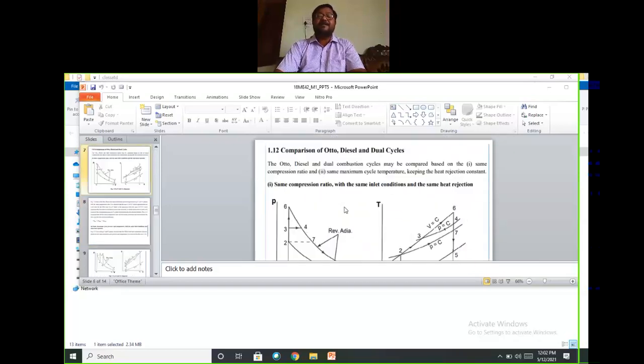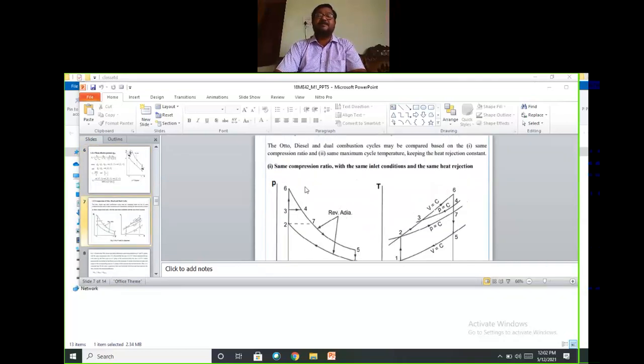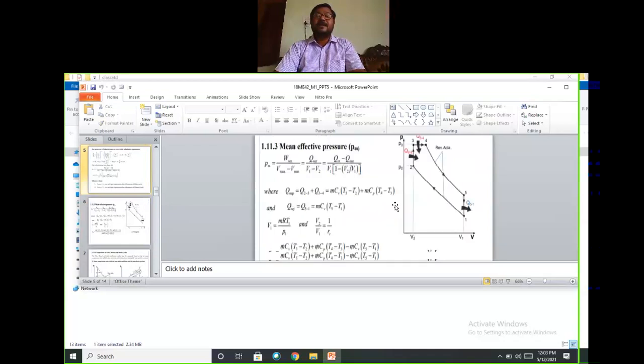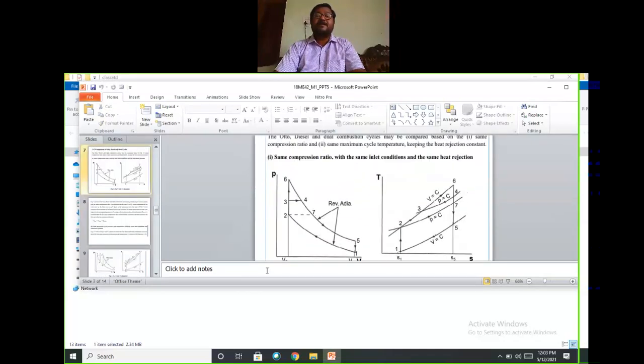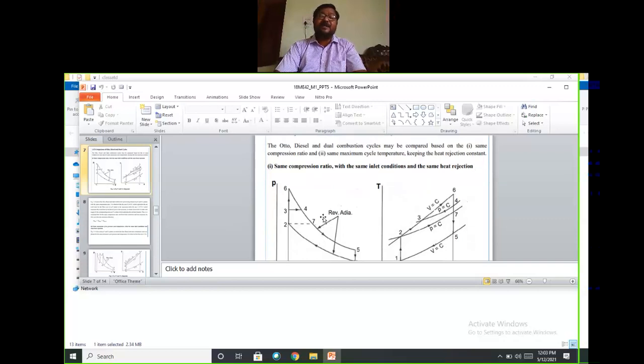In the comparison, a lot of times some students, so he is asking for the same compression ratio, same inlet conditions, and same heat rejection. You must compare this by using this diagram. You must be very, very careful. Otherwise, you will get 0.